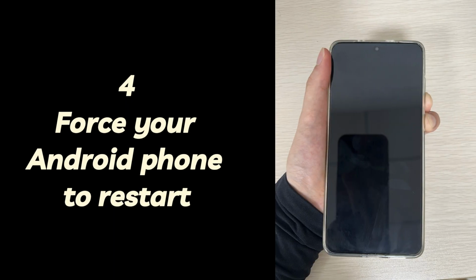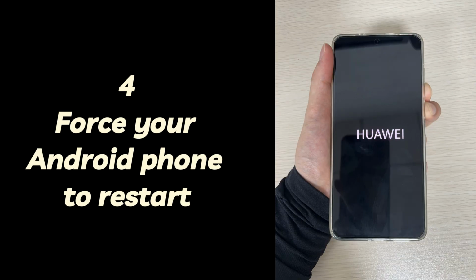4. Force your Android phone to restart. To force restart a Samsung Galaxy, Oppo, or Vivo phone, press and hold the power button and volume down button simultaneously for about 10 to 15 seconds. When you see the brand logo, release the button. To force restart a Google Pixel smartphone, press and hold the power button for about 10 to 15 seconds. When you see the brand logo, release the button.